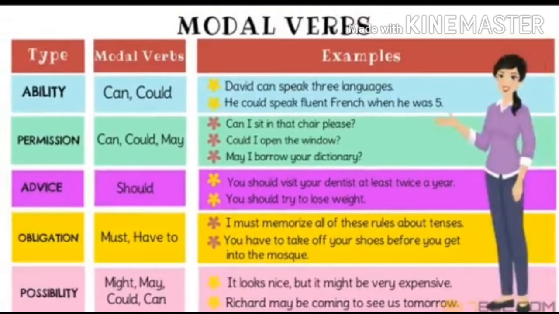For advice, we have should. You should visit your dentist at least twice a year. You should try to lose weight. For obligation, we have must and have to. I must memorize these rules about tenses. You have to take off your shoes before you get into the mosque.